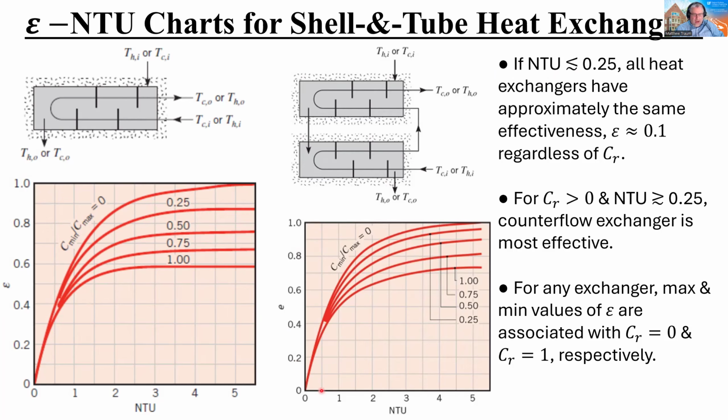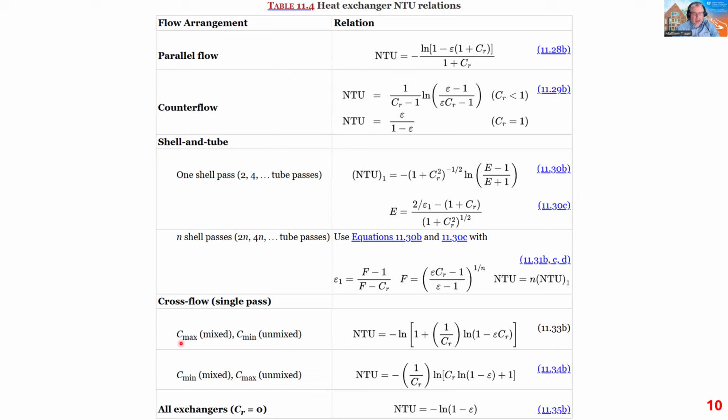So way down here, right at the bottom, the effectiveness is right about 0.1. I say effectiveness 0.1, regardless of the ratio of heat capacities. All of these curves collapse into a single curve that has a value of about 0.1 for an NTU of about a quarter. The same is true here, and the same is even true if I go back.